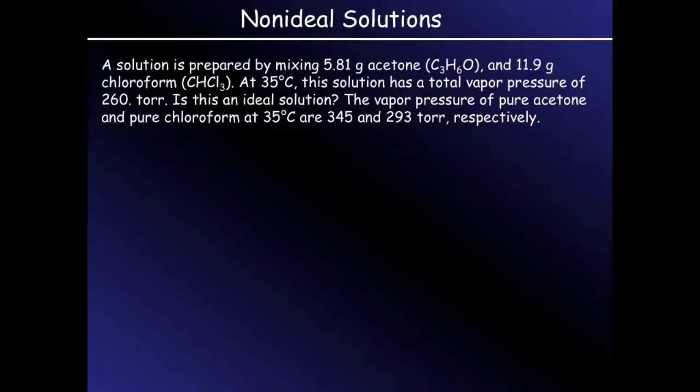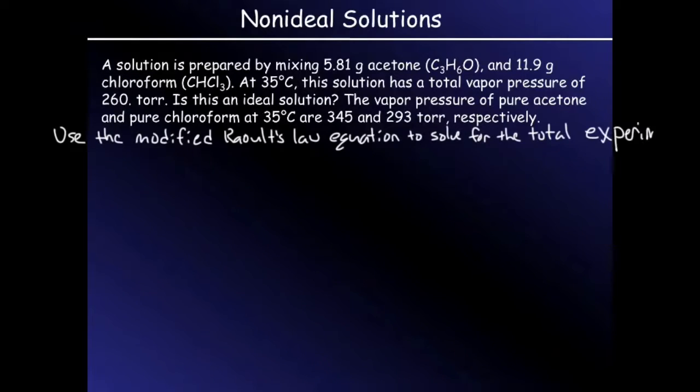So to answer this question, we need to find out whether or not the experimental vapor pressure is greater than or less than the calculated vapor pressure. So we'll use the modified Raoult's law equation, taking into account the fact that both the solute and the solvent are volatile. We know that because we are given vapor pressures for both of them, suggesting both of them are volatile. We need to calculate the moles of each of them found in the solution.